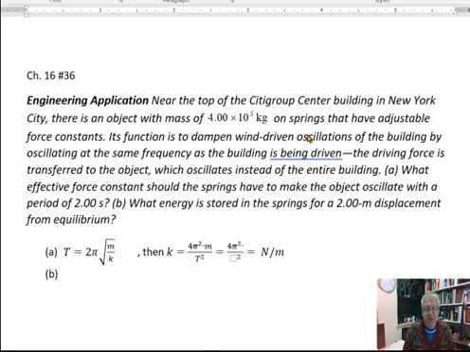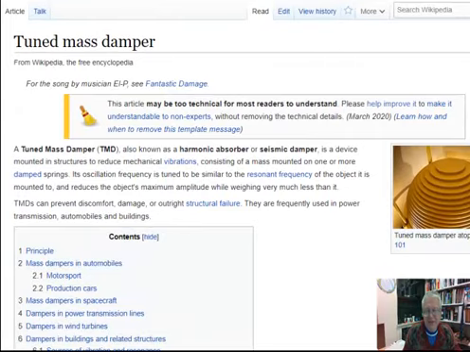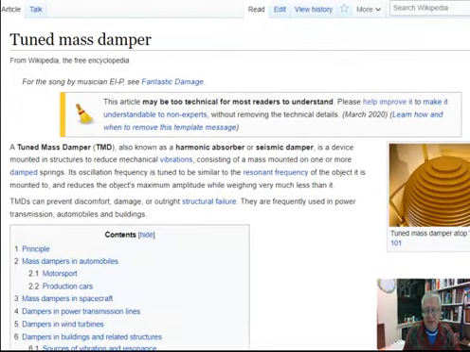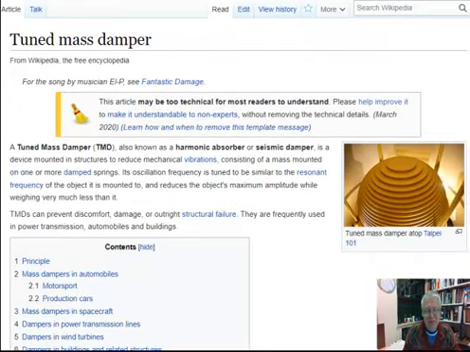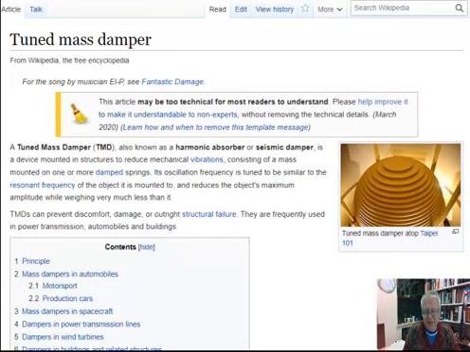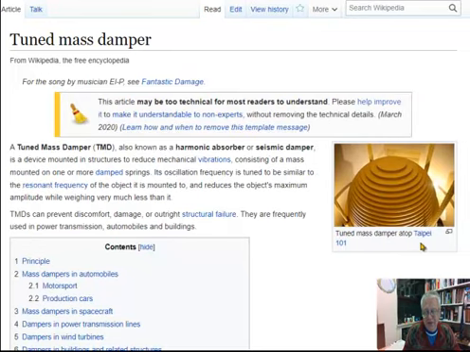What effective force constant or spring constant should the springs have to make the object oscillate with a period of 2 seconds? What energy is stored in the springs for a 2 meter displacement from equilibrium? Wow, that's a lot. 2 meters, 500,000 kilograms. So I found this one here, the tuned mass damper, and that's basically what it is.